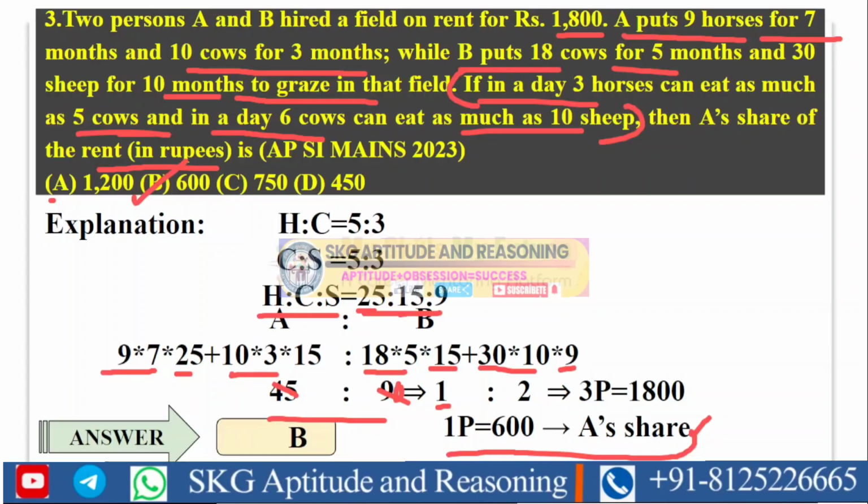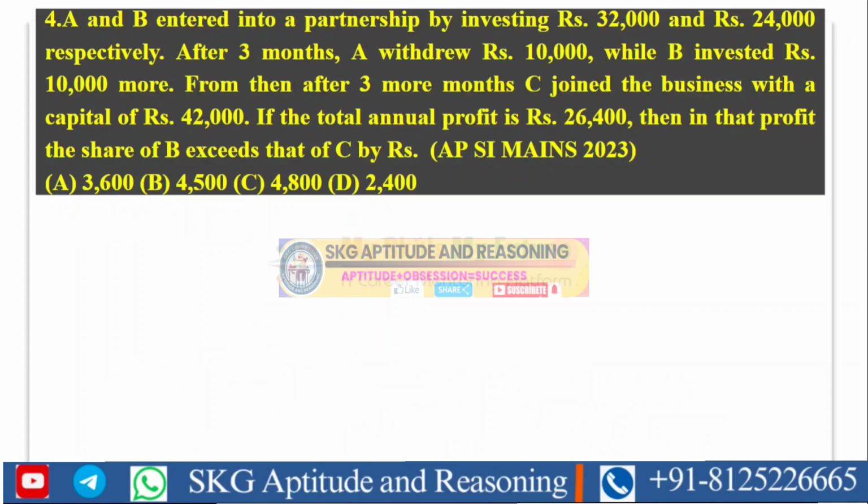Let's come to the next question. Here is the next question. A and B entered into a partnership by investing amounts of 32,000 and 24,000. After 3 months, A withdrew 10,000 while B invested 10,000 more. So after 3 months, out of 32,000, A withdrew 10,000 and B invested 10,000 more.